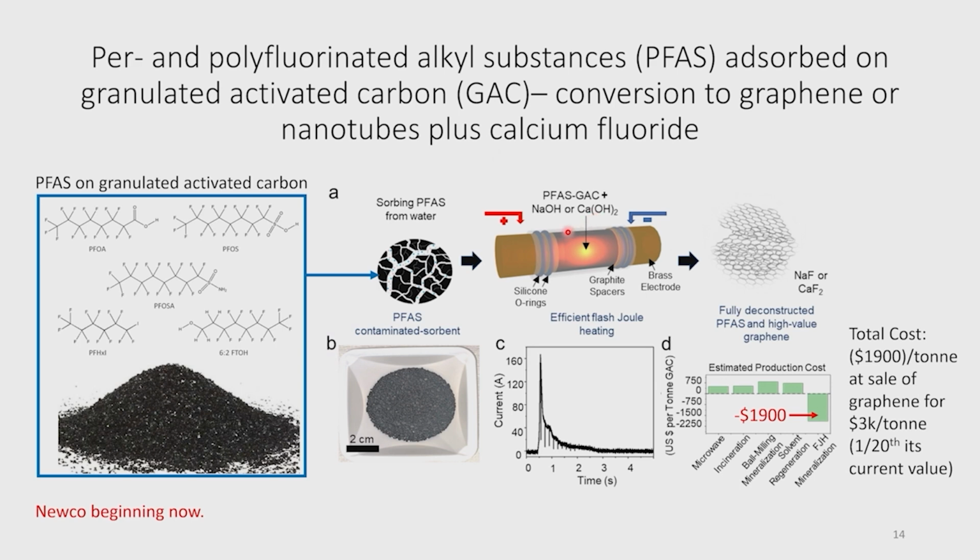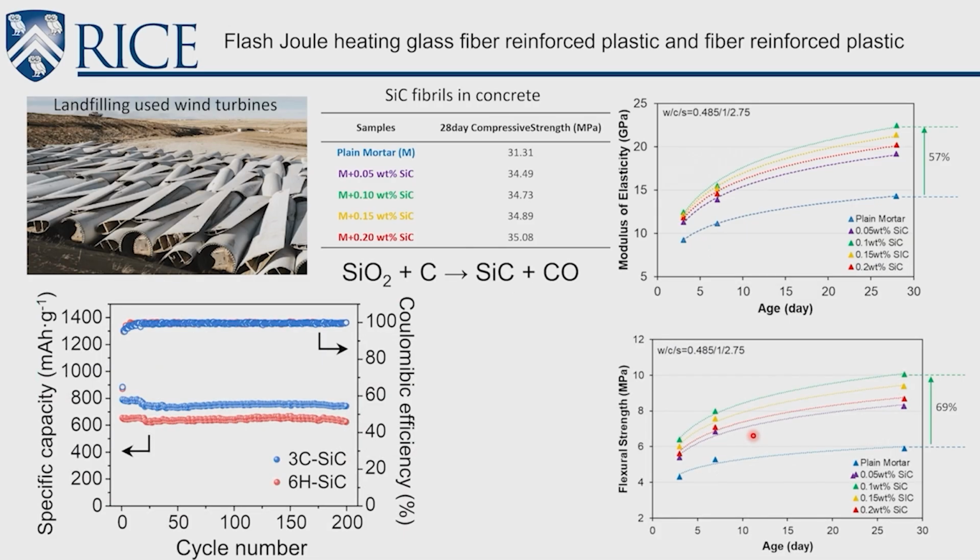And when you do that, you say, well, how much does this process cost you? It costs negative $1,900 per ton. How can it be negative? Because you can sell the graphene, and you get this material, you get the graphene, you get the calcium fluoride. So it's a way of cleaning things up at very low cost or negative cost.